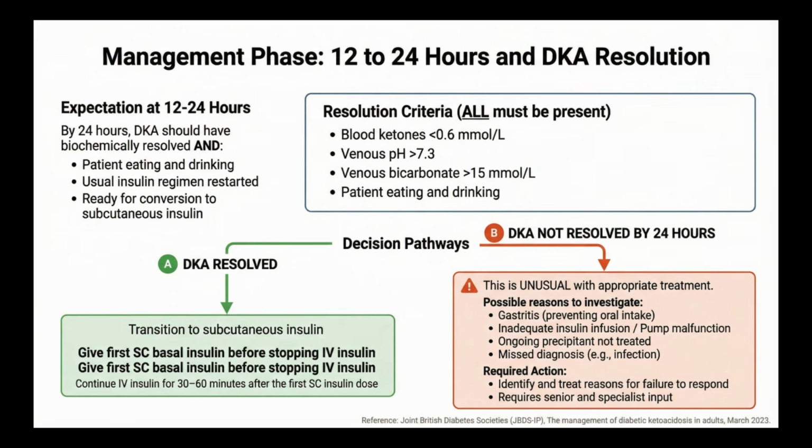Decision pathway. Pathway A, DKA resolved. If DKA is resolved, move to subcutaneous insulin. The key safety step is give the first subcutaneous basal insulin before stopping the intravenous insulin. Then continue the intravenous insulin for 30 to 60 minutes after the first subcutaneous dose. This overlap prevents rebound ketosis and is a high-yield MRCP point.